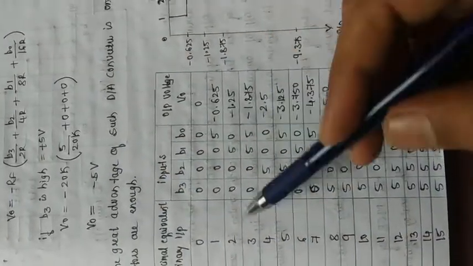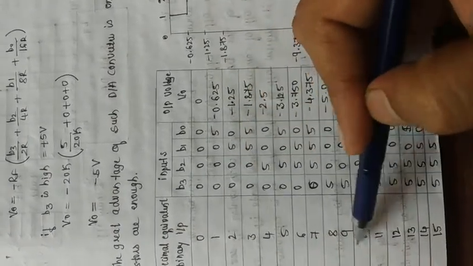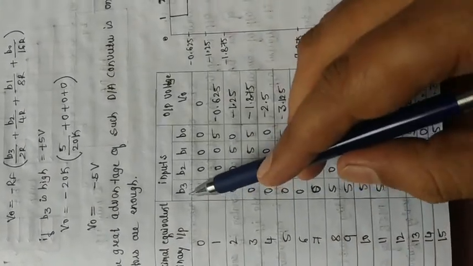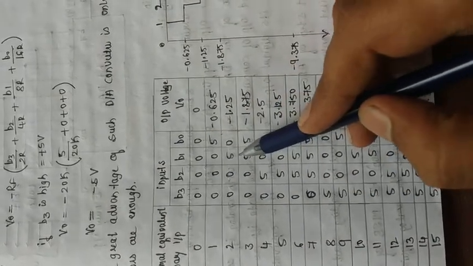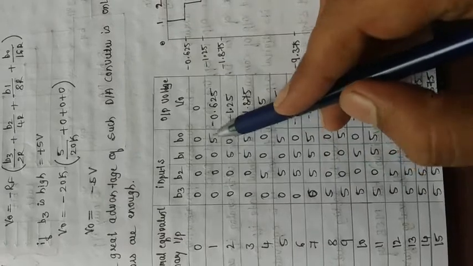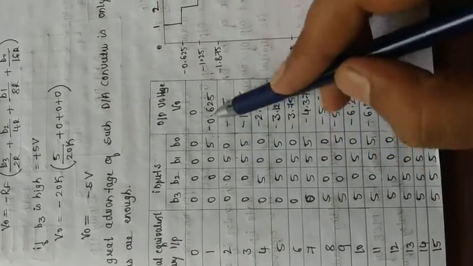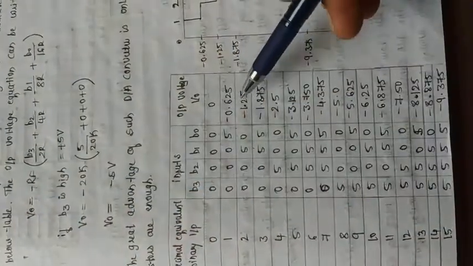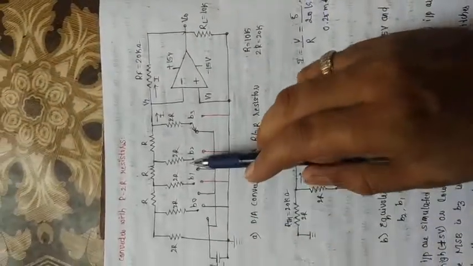So for B3, B2, B1, B0 we have the combinations like I told, 0 to 15. If any one of the bits is connected, let's take it as 5. So instead of writing 0001, write 0005. Wherever the 1 is present, that will be replaced by 5 and substituted in this formula, and we will get the answers. We will get the plot, the graph like this, input versus output. So this is the second type of conversion using R to 2R resistors.